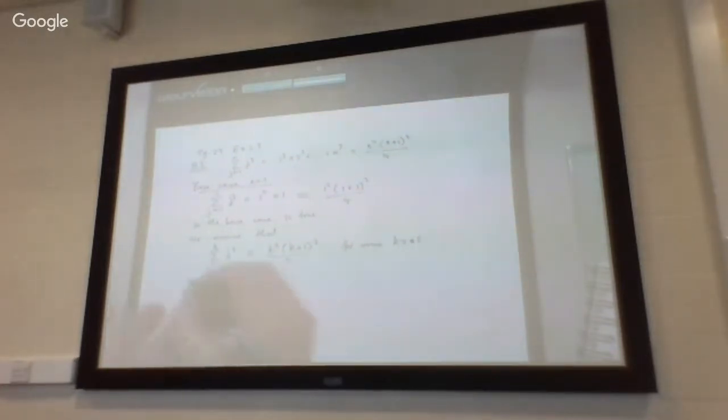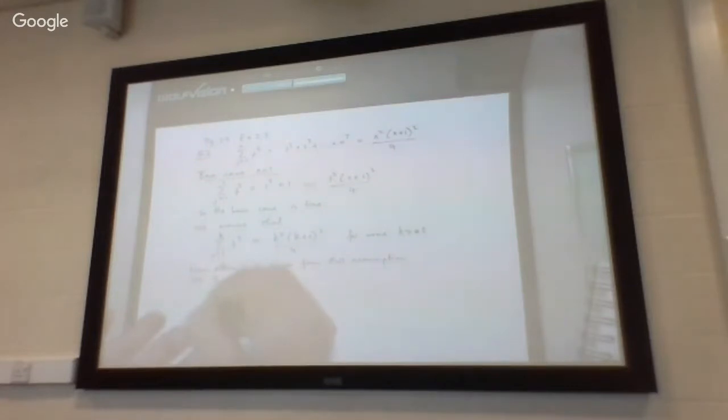Now we attempt to derive from this assumption the formula for k plus 1. I'm trying to spell things out very clearly here. We'll try and prove it directly. So on the left-hand side, we've got the sum of all the cubes from 1 to k plus 1.